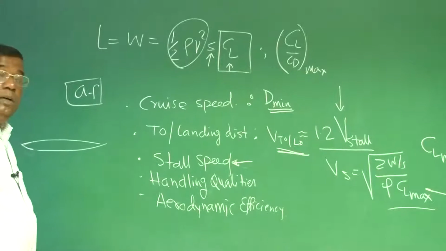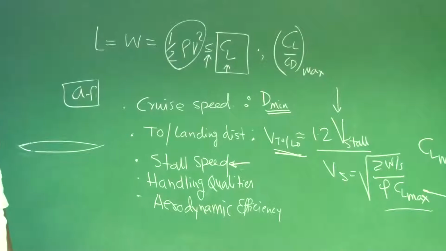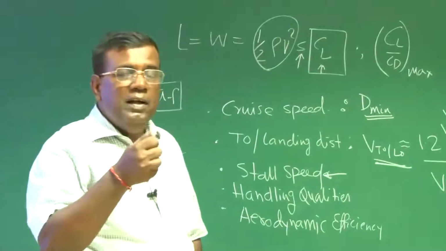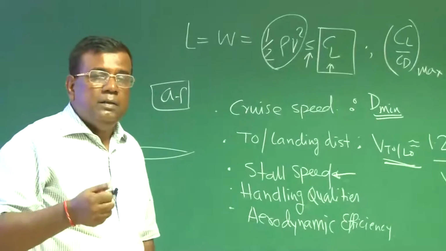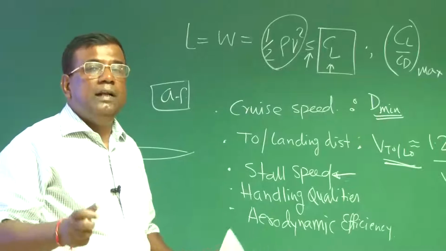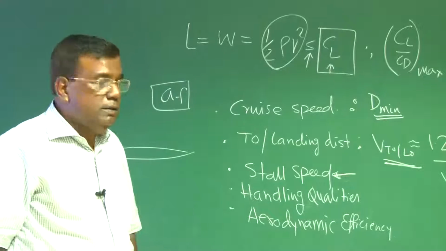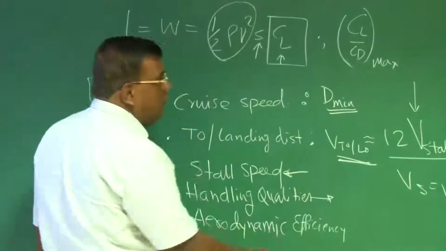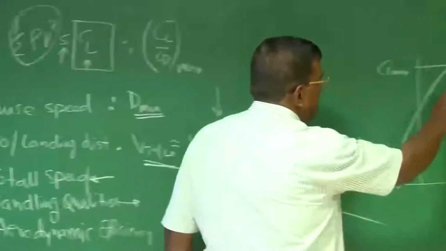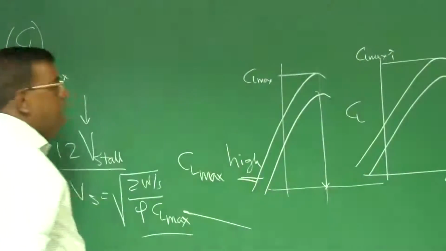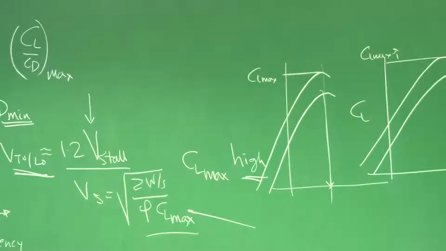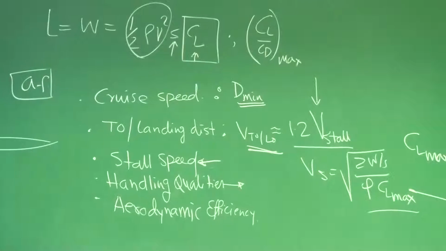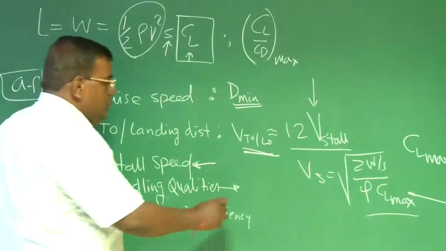Handling qualities. Why handling qualities? Because the performance of the airplane near the stall is a very, very important parameter for the pilot to have smooth or good handling qualities. Again, in handling qualities, the stall angle plays an important role. So I need to look for an aerofoil which generally has a higher stall angle. And of course, aerodynamic efficiency, which we have talked about.